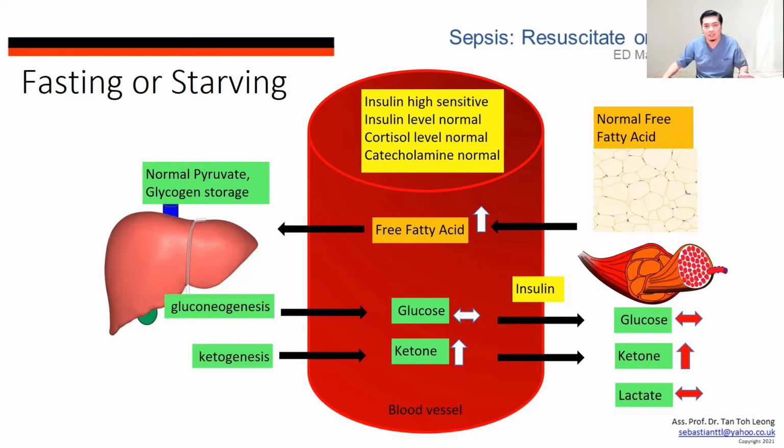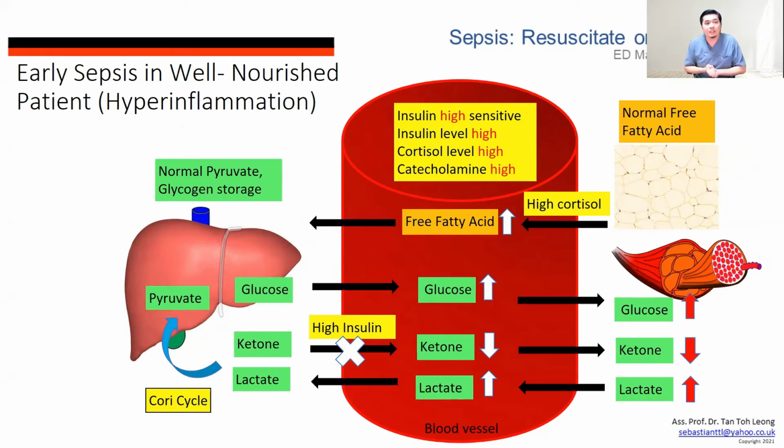Early sepsis in a well-nourished patient usually is in a hyperinflammatory state, because they are well-nourished and have more energy to spend to fight the disease. So you can see the glucose level here. The glucose in the bloodstream will usually be high due to high catecholamine and cortisol in early sepsis. Subsequently, the high glucose triggers high insulin, which pushes the sugar into the cell, because the cell needs a lot of glucose to produce ATP to fight the infection.